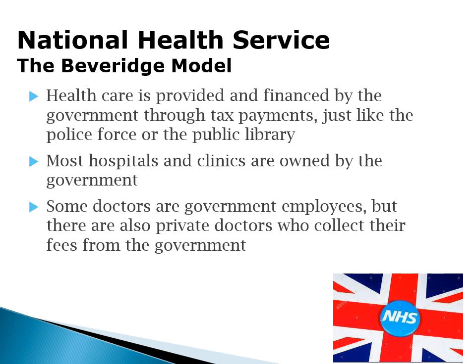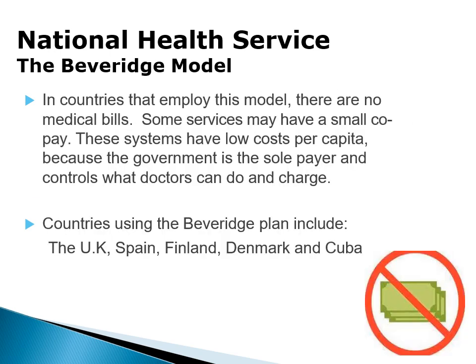Now, some doctors are government employees, but in this model, doctors can also be private doctors who will collect fees from the government using a set schedule. In countries that employ this model, there are no medical bills. Now, there may be small copays for some services, but in general, these systems have low per capita costs because the government is the sole payer and controls what doctors can and do, and what services can be provided and what can be charged. Countries using the Beveridge plan include the United Kingdom, Spain, Finland, Denmark, and Cuba.